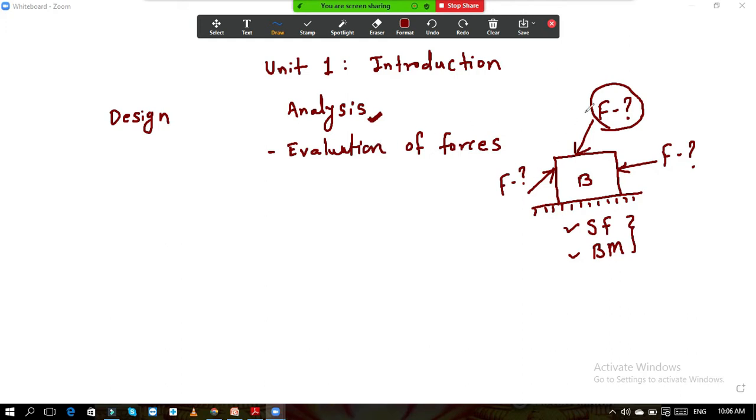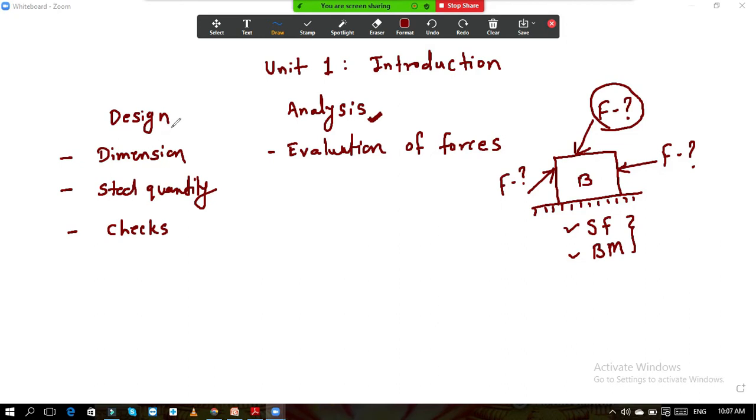After finding out the forces, we fix the dimensions, we provide the steel quantity, that is the diameter of bar and its spacing, and the different checks for safety. All this comes under the design. I hope you understood the difference between analysis and design.